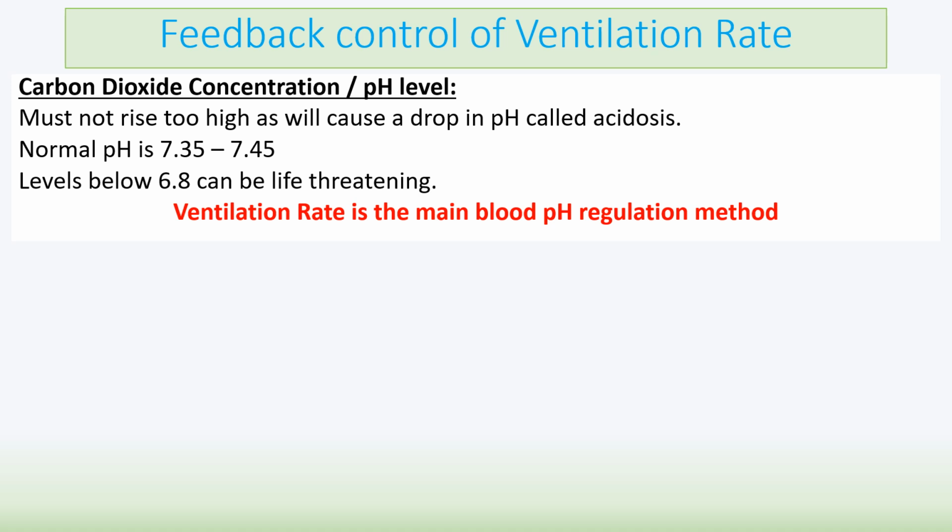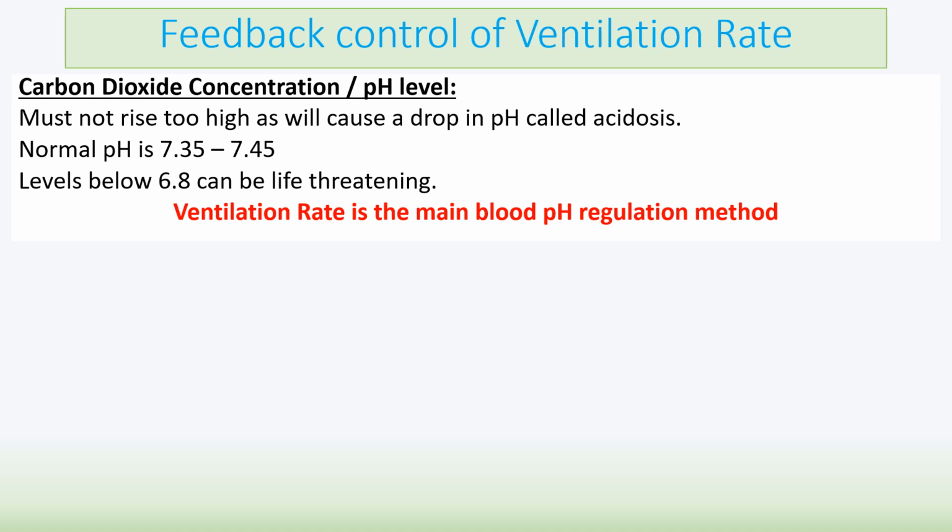Carbon dioxide then and pH, as said, are the main controls for the heart rate, but they're also the controls for your breathing rate as well. So carbon dioxide has much more of an impact than oxygen. If your carbon dioxide rises too much, your blood will drop in pH, causing something called acidosis. And if your blood pH drops from 7.35-ish to about 6.8, this can actually be life-threatening.